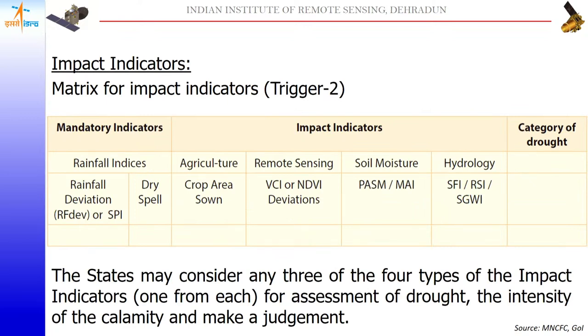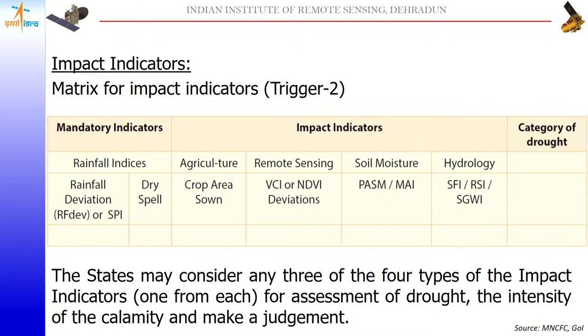And in particular impact indicators, they are using 4 different kinds of impact indicators. One is agriculture, then remote sensing, soil moisture and hydrology. So one by one they are doing the assessment in terms of each and every parameter. Like in agriculture they are computing how much area is already sown. So they do the crop acreage estimation with ground information as well as remote sensing data sets. Along with the remote sensing data sets, they are computing VCI as well as the NDVI deviation. Using soil moisture data sets, they are computing percentage available soil moisture as well as the moisture adequacy index.